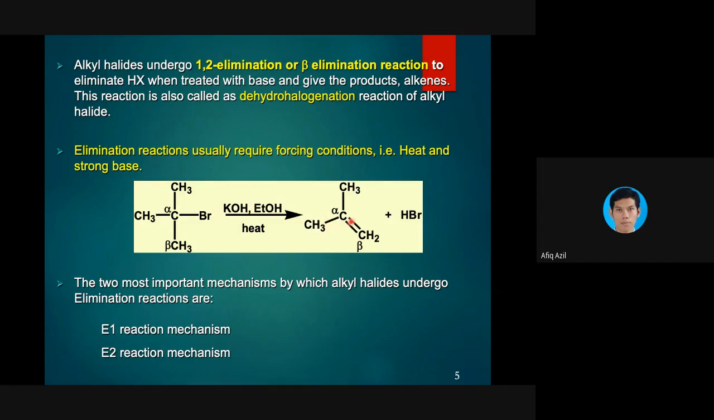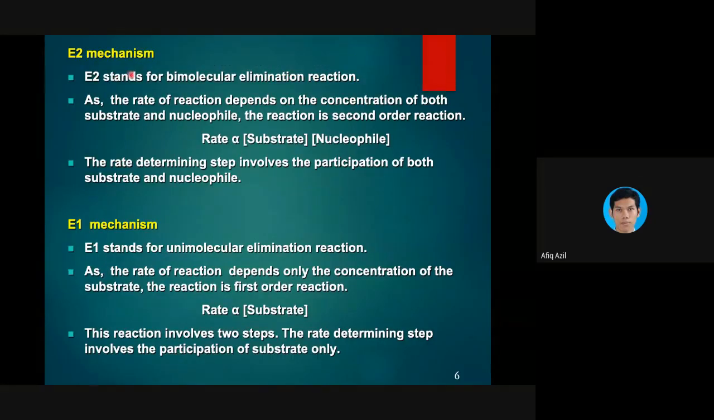So here, the product obtained is an alkene plus the leaving groups, which are one of the hydrogens and also a bromine, Br. There are two mechanisms by which the elimination of alkyl halides proceeds. One is the E1 reaction mechanism, and the other one is the E2 reaction mechanism. E2 stands for bimolecular elimination reaction. If you still remember, SN2 is bimolecular substitution reaction. This is because the rate of the reaction depends on the concentration of both substrate and the nucleophile. So the reaction is considered to be second order.